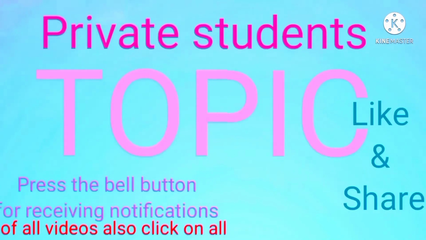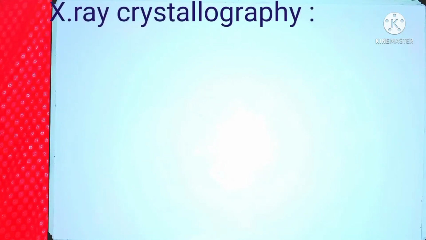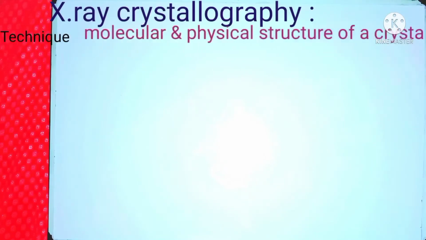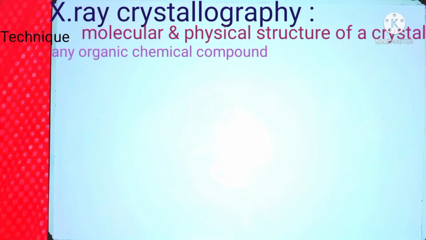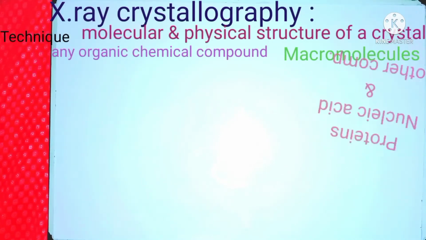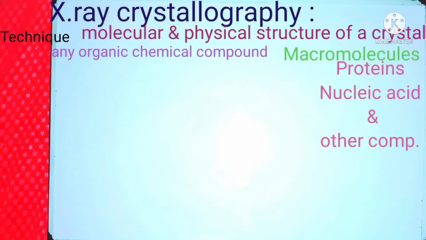Let's come back to our topic. So during this topic, we will be talking about X-ray crystallography. That is a technique for understanding the molecular and physical structure of a crystal. That crystal could be of any other molecule, such as a chemical compound, any organic chemical compound, including macromolecules of all the life present on Earth planet. For example, proteins, nucleic acids, or other organic compounds.